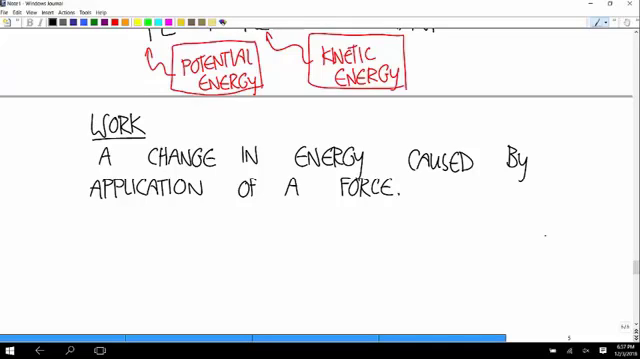Like right now, I'll explain this a little more as we go, but when I lift this up, I'm increasing its energy, and I'm doing it by applying a force to it. So I'm doing work on this thing when I lift it up. Or also, if I smash it against the wall, I'm increasing its energy by making it go faster, by applying a force to it.